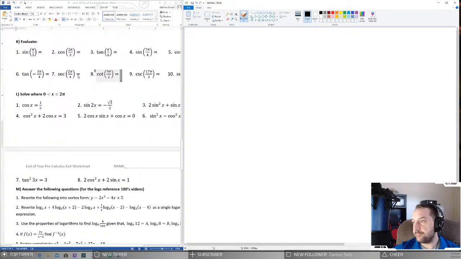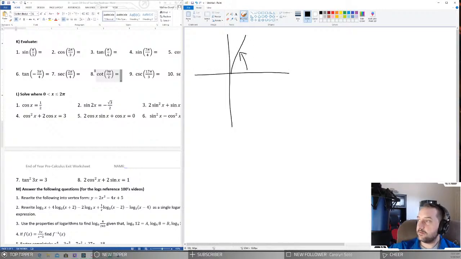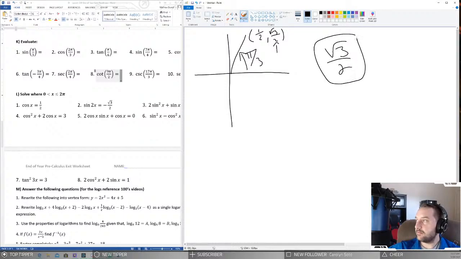So part K, this is all unit circle stuff. So sine of pi thirds. We've got to think where pi thirds is on the unit circle. And so that's going to be 1/2, root 3 over 2. So the sine value is the y value. So my answer is going to be root 3 over 2.